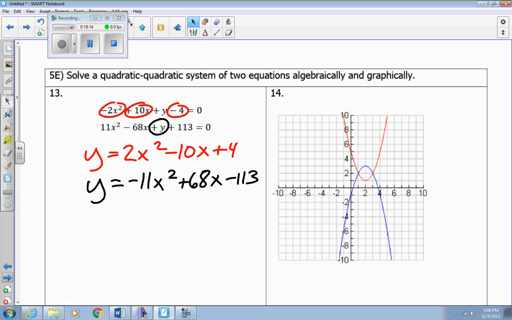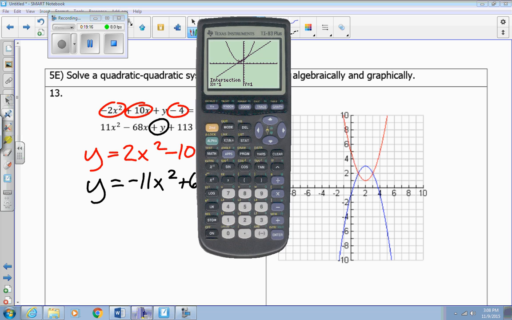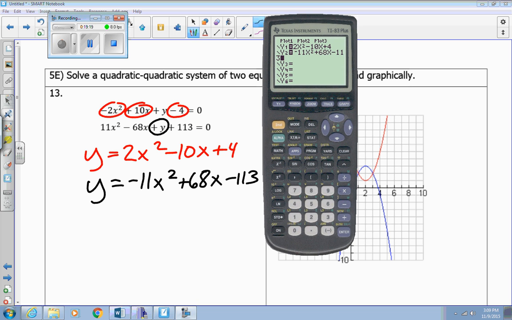So I put them into y equals. Let's graph them. I don't really know what's going on at the bottom of the picture, so I'm going to try to zoom out. I go to zoom out, hit enter. I'm going to move the tracer closer to where I want to zoom. Maybe I should zoom in. I don't know, let's try to zoom out first.